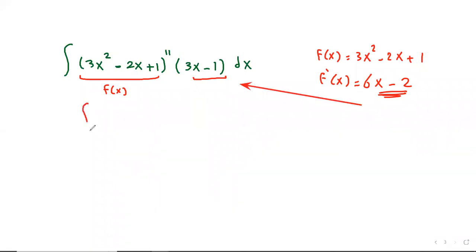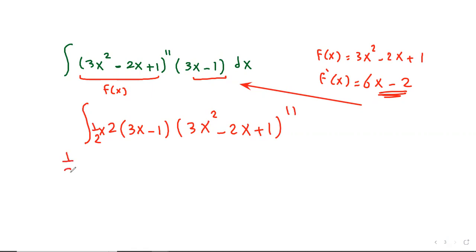We need to write it as 6x minus 2. So it's the integration of, we can multiply this by 2. So it's 2 multiplied by 3x minus 1 multiplied by 3x squared minus 2x plus 1 to the power of 11. I multiplied by 2, and to balance it, multiply by half. So it's half the integration of 6x minus 2, multiplied by 3x squared minus 2x plus 1 to the power of 11.